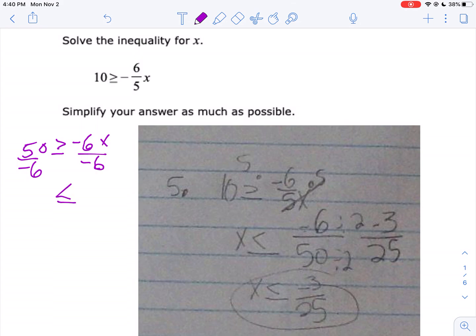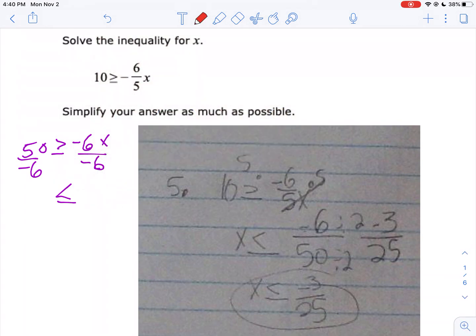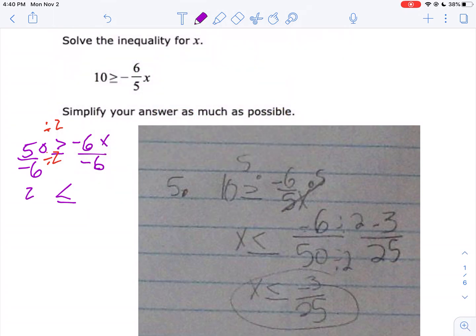And if you notice 50 and 6, that part you did right. We can divide numerator and denominator by 2. So 50 divided by 6 is 25. 6 divided by 2 is 3. I'll put my negative sign up front because a positive divided by negative is a negative. Now you usually write x on the left-hand side, so I'll say x is greater than or equal to negative 25 over 3. And that's what we wanted for that question.